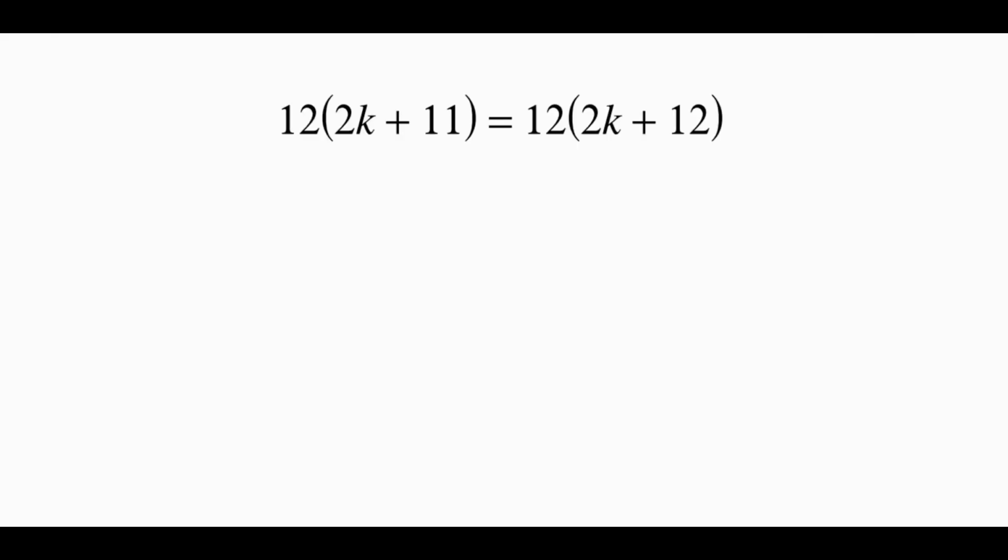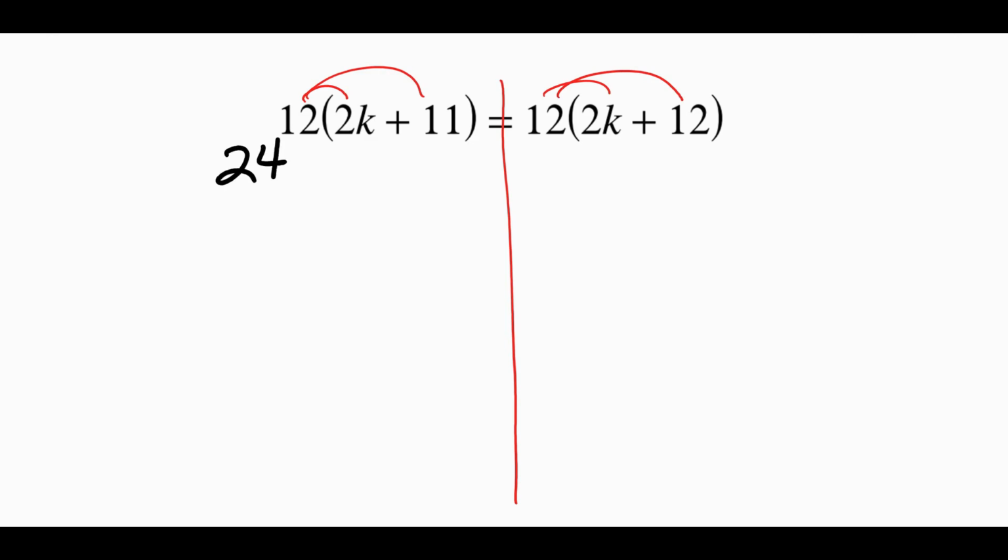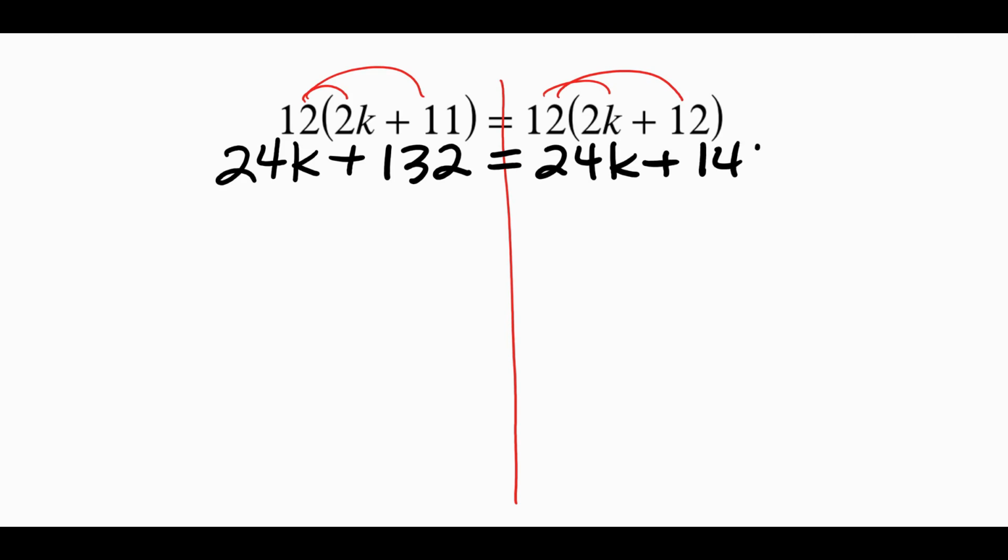Twelve times 2k plus 11 in parentheses equals 12 times 2k plus 12 in parentheses. So I'm going to draw my line down the center, and I'm going to distribute on both sides. 12 times 2k is 24k, and 12 times 11 is 132. And on this side I have 12 times 2k is 24k, and 12 times 12 is 144.